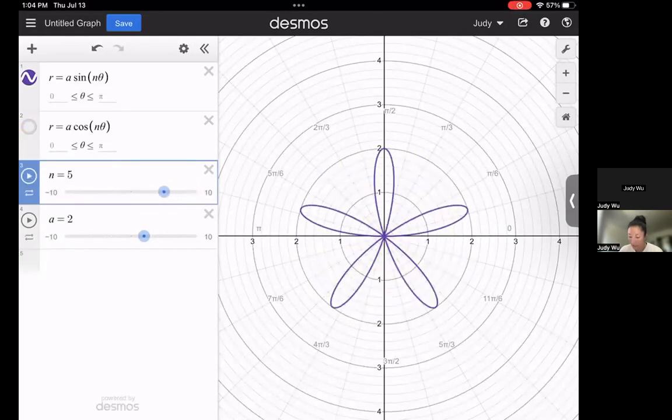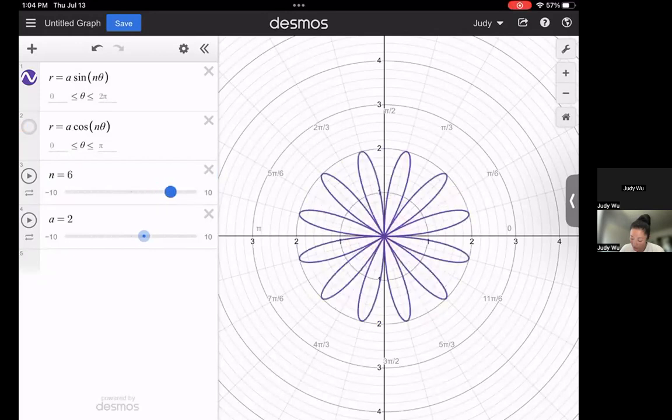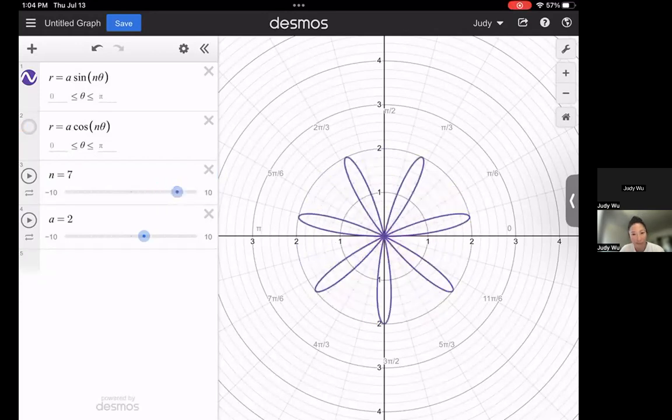All right. So when n is 5, I actually see 5 petals. But what about if n is 3? I see 3 petals. What about if n is 7? I see 7 petals. Okay, so the number of petals that we see when n is odd is exactly n, the number of petals.